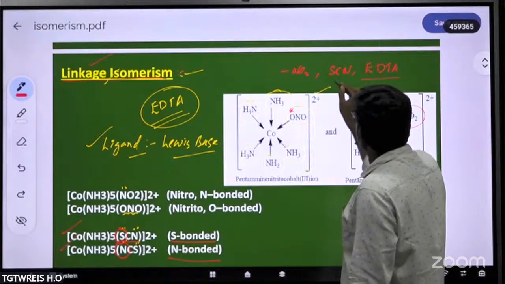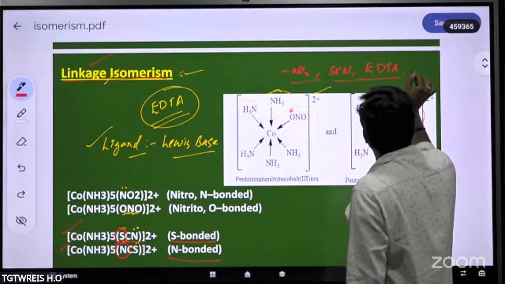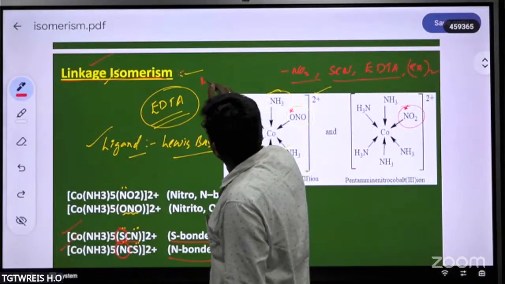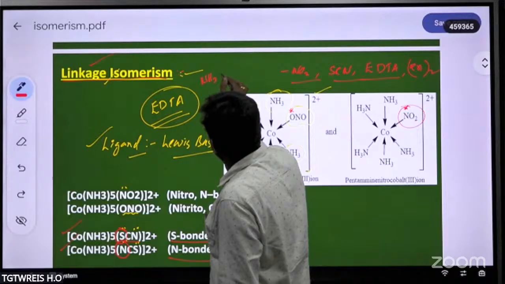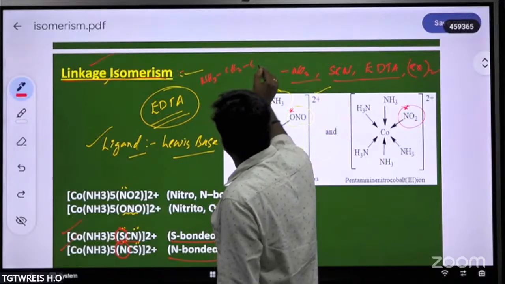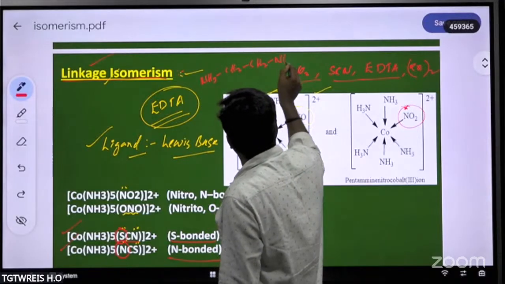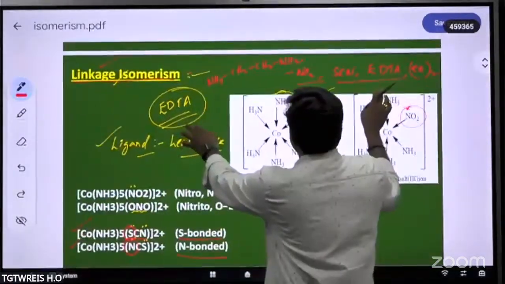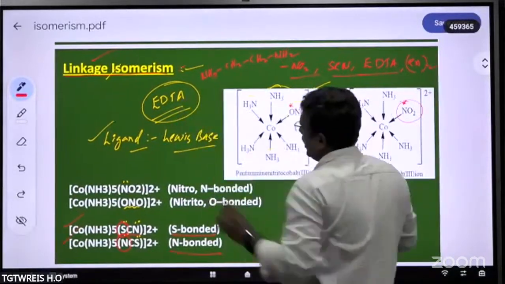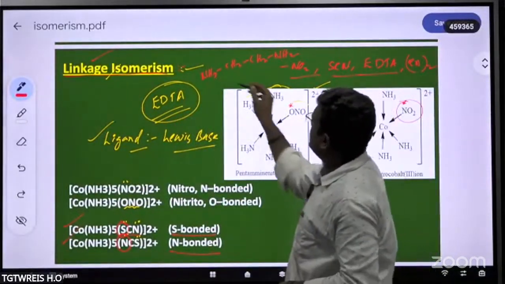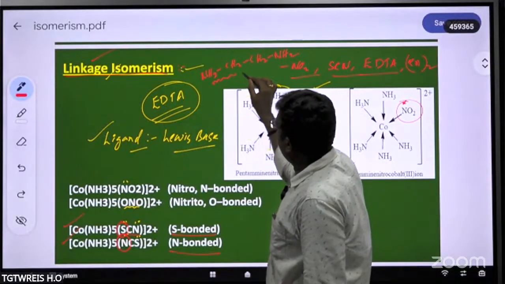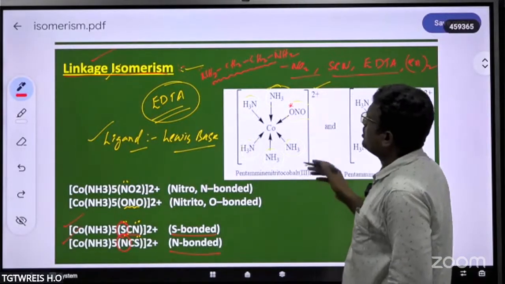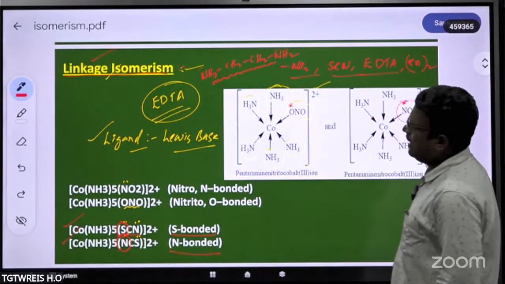Okay, the next one is ethylene diamine. Ethylene diamine is NH2, ethylene, which is CH2, again NH2. Read the name now: ethylene diamine. So ethylene diamine is also acting as a bidentate ligand. Right, so these compounds show which type of isomers? That is linkage isomers.